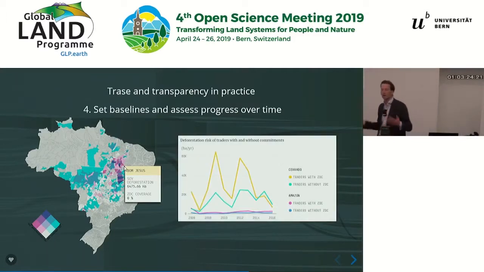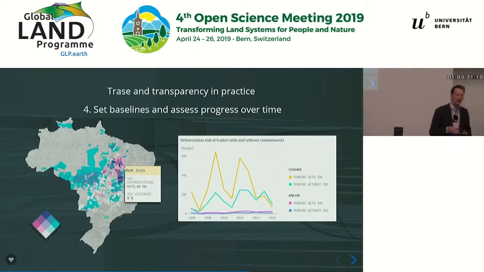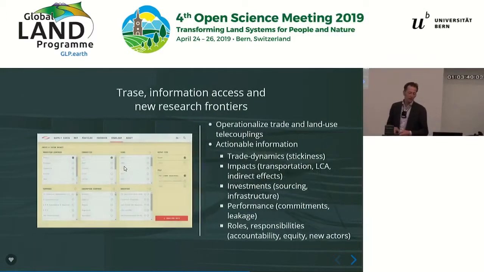We can then look at the total amounts of deforestation risk associated with committed and non-committed, with more committed, stronger, more weakly committed actors, and start to assess that over time as we drill down on the target dates of 2020, 2025, and 2030.